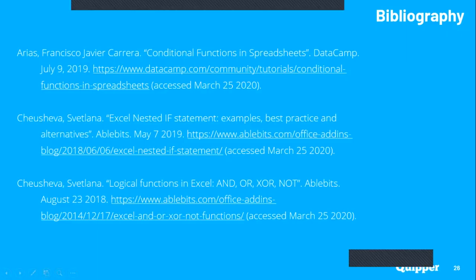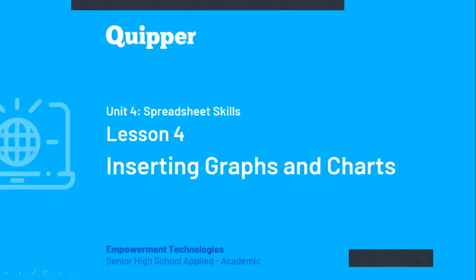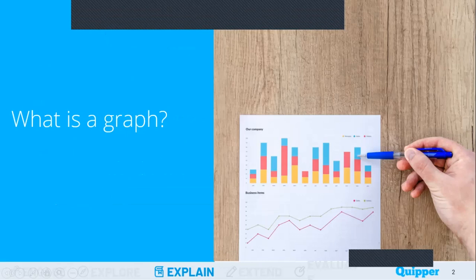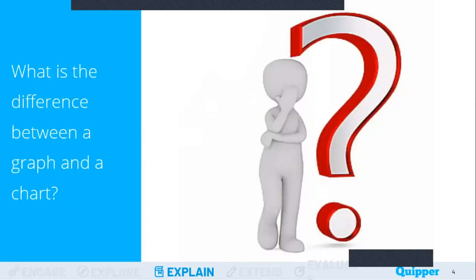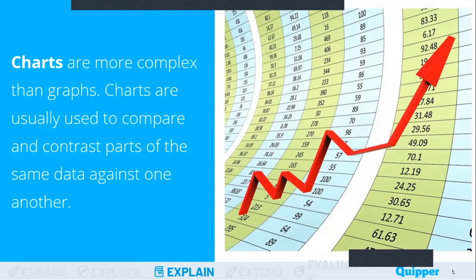Now let us proceed to lesson 4. Okay, we have last, inserting graphs and charts. So what is a graph? How many of you have met graphs, maybe in math? So a graph is considered to be the most basic way to represent data visually. So what is the difference between a graph and a chart? Charts, class, are more complex than graphs. Charts are usually used to compare and contrast parts of the same data against one another.